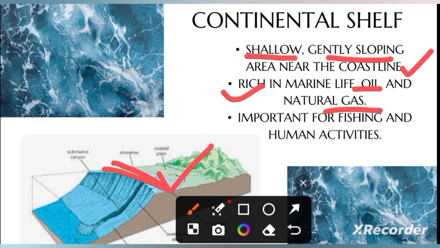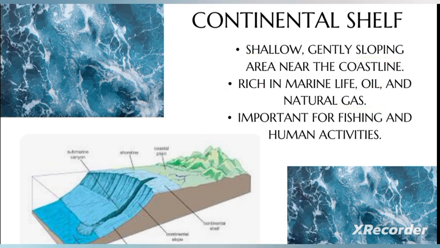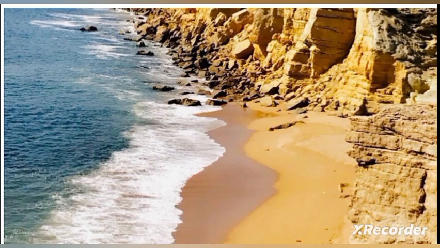So that is why, when you are standing as a geography student, now you will be able to identify, all right, this is the continental shelf where I'm standing right now. Okay, so that is the purpose of making this video, so that you are aware of each and every feature of the ocean. All right.